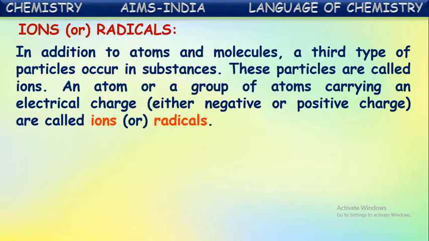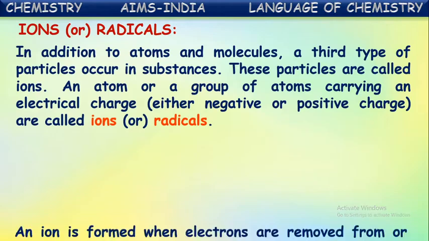So an atom or a group of atoms carrying an electric charge is called an ion or radical. What does it mean? An atom or a group of atoms which is carrying an electric charge, either negative or positive, is called an ion or radical. If it is a single atom carrying some charge, it is simply called an ion. If it is a group of atoms carrying some charge, then they are called radicals. Both are atoms or groups of atoms carrying either negative or positive charge.